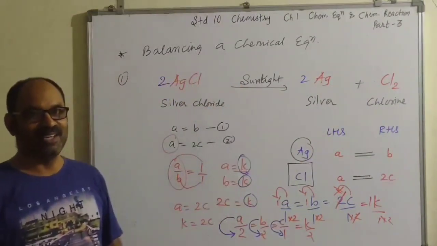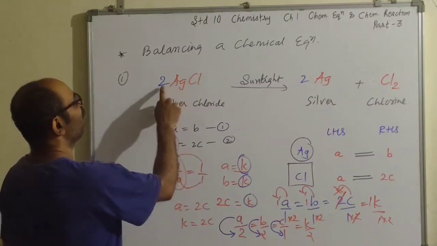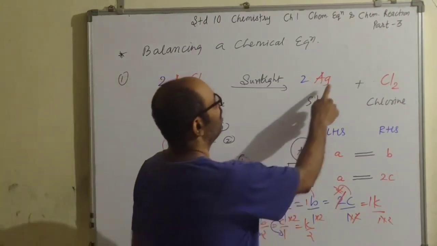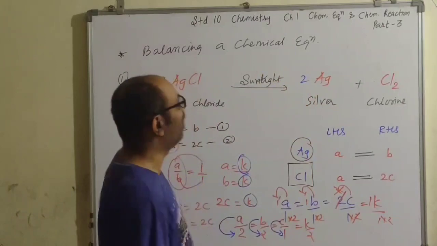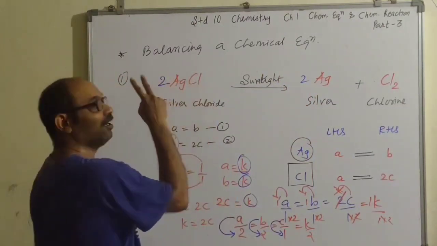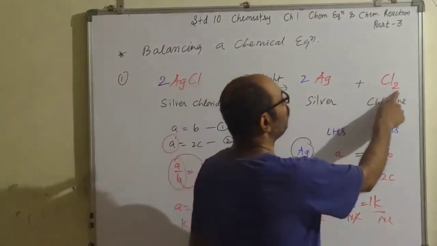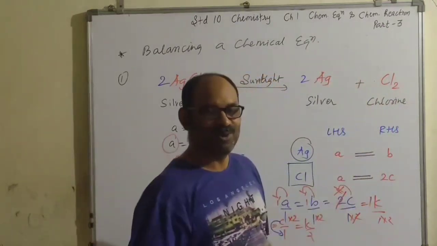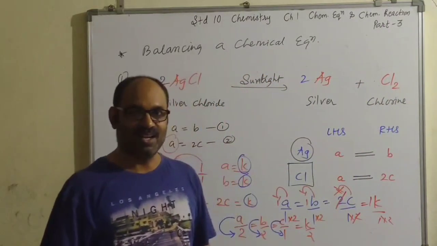Now this is a balanced chemical equation. Just check. 1 2s are 2, 2 atoms of silver. 1 2s are 2, 2 atoms of silver. Chlorine: 1 2s are 2, 2 atoms of chlorine. 2 1s are 2 atoms of chlorine. So this is a balanced chemical equation.